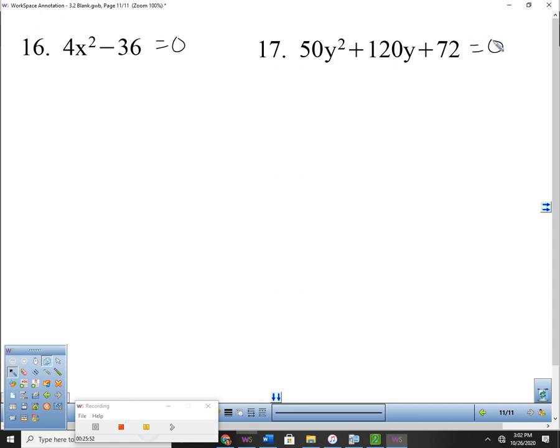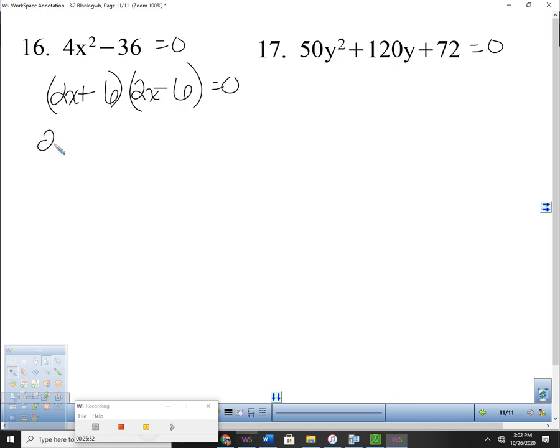All right, so number 16. What should we be looking for here? 2 perfect squares and a minus sign. Do we have that? All right, so split into 2. Signs. Front. Back. And then what do I do with these? Set them equal to 0.